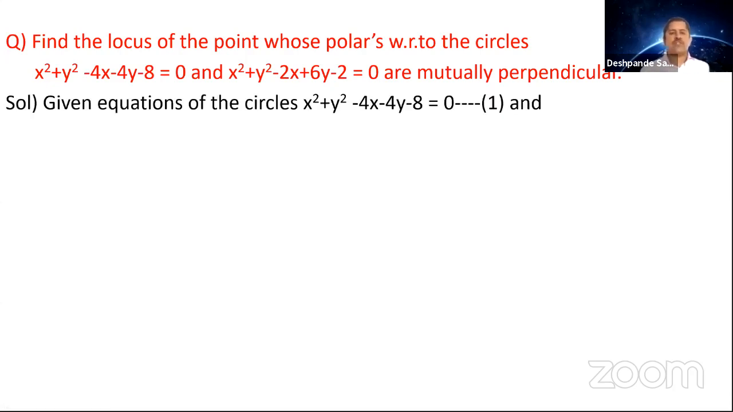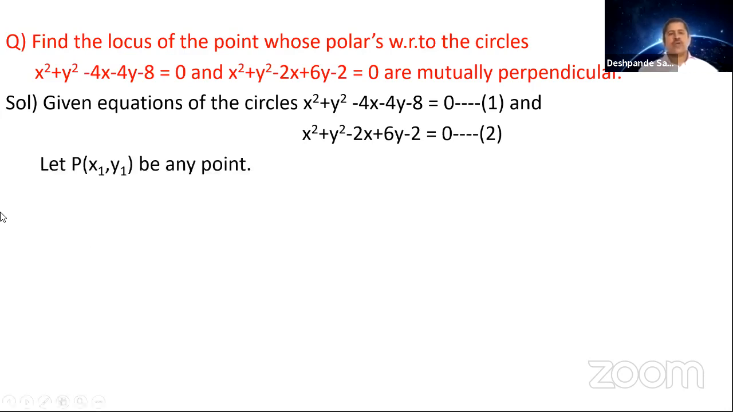So the given equation of the first circle is x square plus y square minus 4x minus 4y minus 8 is equal to 0, and the second equation is x square plus y square minus 2x plus 6y minus 2 is equal to 0. Remember, whenever a problem is given, you must write what is given. So I am writing equation 1 and equation 2, the given circle equations. Let P(x1, y1) be any point.